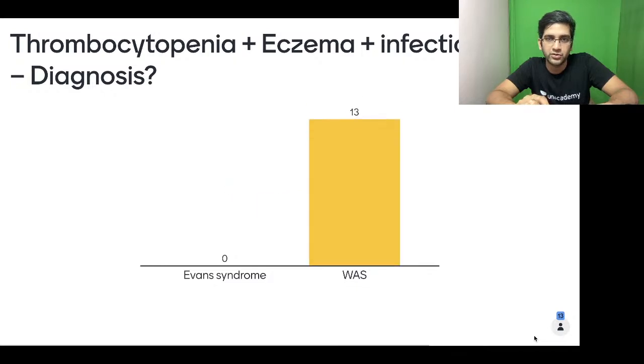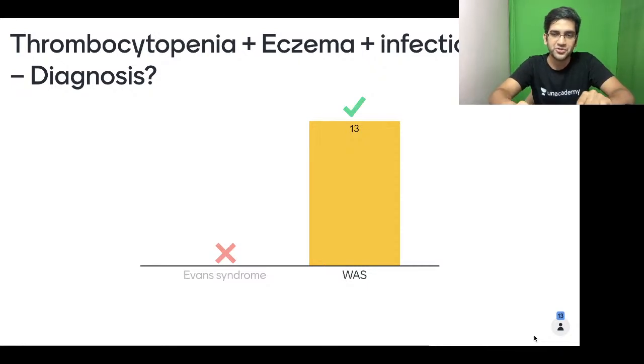Okay, let's look at the poll. Great. That's an acronym, right? Wiskott-Aldrich syndrome. You must have searched for Wiskott-Aldrich syndrome. I would put a WAS just to make sure you get confused and write it faster, fine. Thrombocytopenia, eczema, and infections. WAS protein is mutated and the diagnosis is Wiskott-Aldrich syndrome. Wait. The next one.